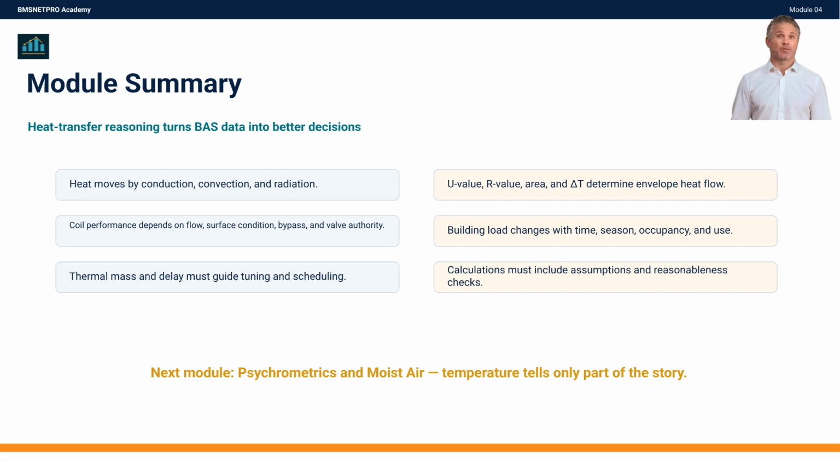We also learned that thermal mass creates delay, and that control loops must be tuned to the speed of the physical process. A fast BAS command does not mean the building can respond instantly. The main professional lesson is this: do not stop at the command. Ask what heat should be doing, what the measurements say, and whether the story is physically reasonable. In the next module, we move into psychrometrics and moist air. Temperature tells only part of the story, moisture determines the rest.